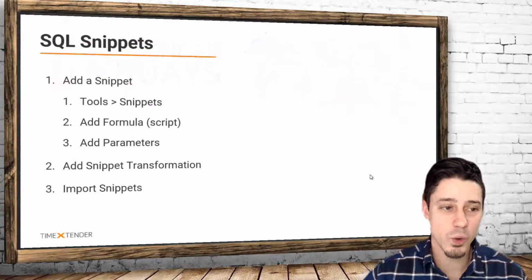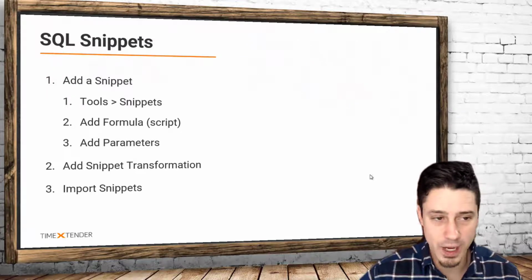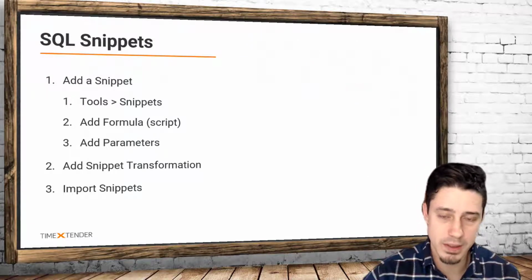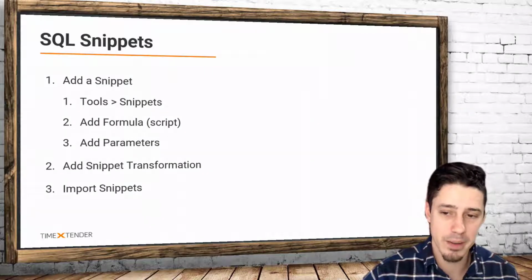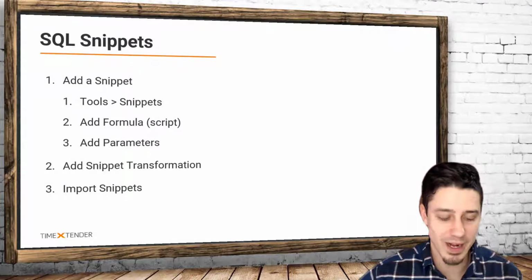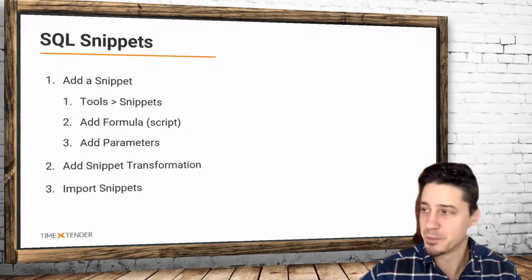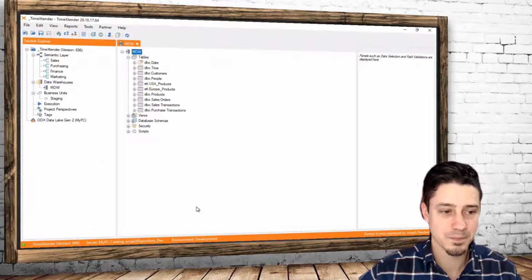First of all, to add a snippet, we're going to create a snippet. You go to Tools in the TimeXtender menu, Tools and Snippets. We're going to add a formula, add parameters, and I'm going to walk you through how to do that right now. So let's open up TimeXtender. Okay, so here is TimeXtender.